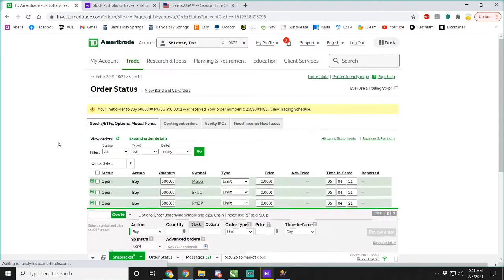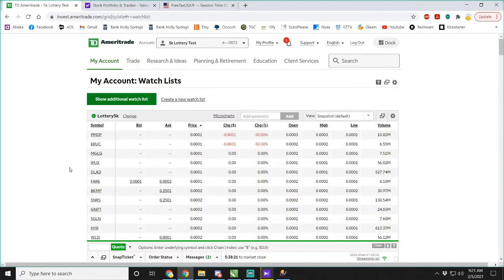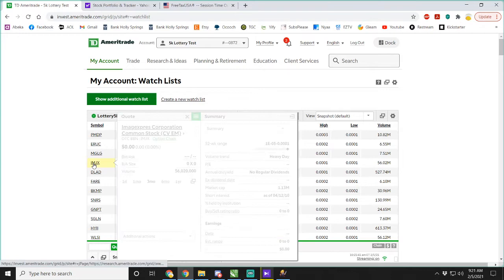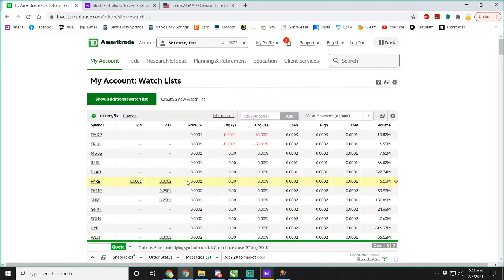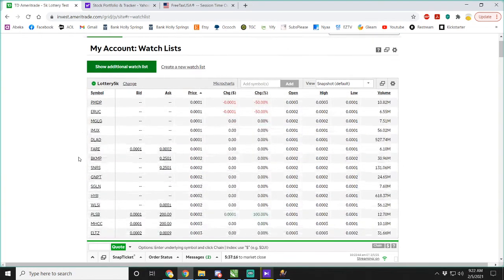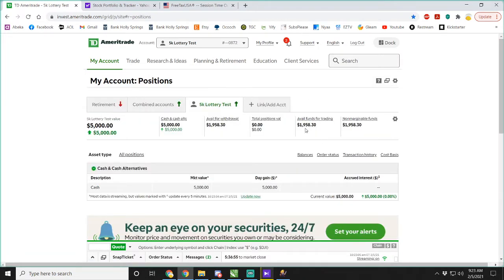Remember, we change these all and make them good till cancel orders because chances are most of these will not fill today. Once we finish putting in our buy orders for all that are at 1/100th, we're going to look at the 2/100ths and start moving from there. See how much we're sitting on. We still have 1958 available funds for trading.